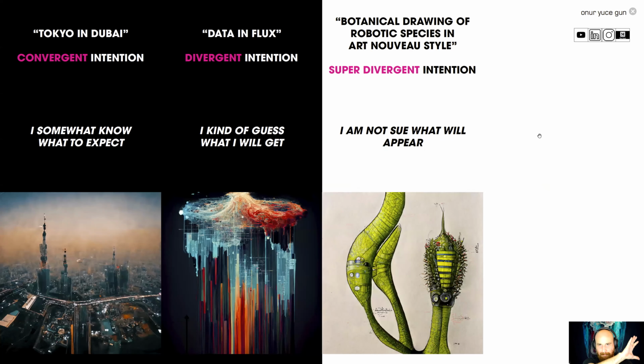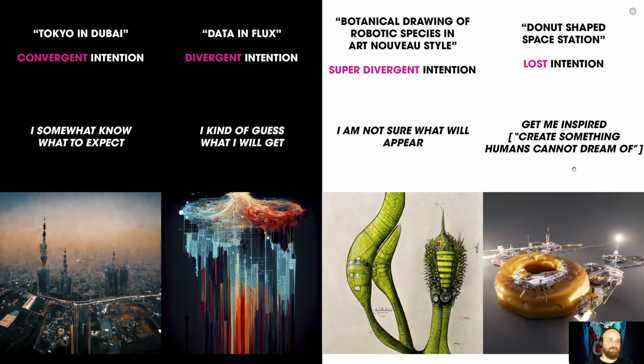Okay, I made a summary of this already, but if you start from the beginning, so the convergent, divergent, and super divergent options. So the first one is I somewhat know what to expect. I talked about that. The second one is I kind of guess what I will get, but I don't really know. And then the third: I am not sure what will appear, right? So that's, I think, the super divergent, more open option to follow.